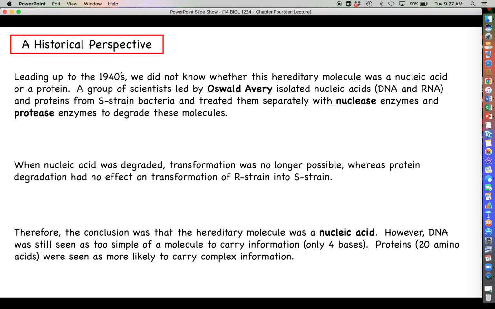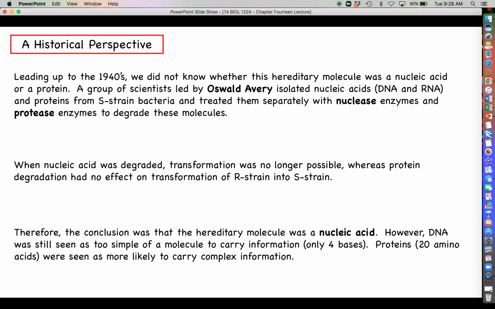So the clear conclusion from this is that the hereditary molecule that we saw from Griffith's experiment has to be some kind of nucleic acid, either DNA or RNA. But a lot of people still did not believe this because they saw DNA as being too simple of a molecule to carry such complex information. You have to remember, DNA only contains 4 different types of bases.